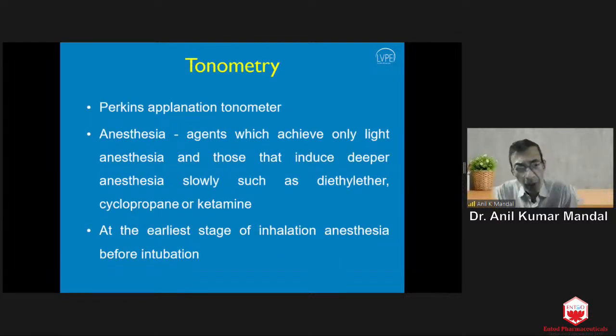Now, the most important thing is assessment of the intraocular pressure very correctly and very scientifically.